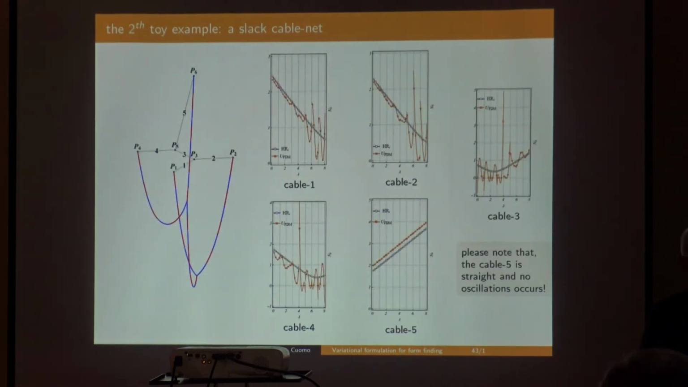This is another example. This is a slack net of 5 cables, and the plots show the axial force on the cables. The black line is the mixed method. The zigzag line is the solution obtained with the force density method.